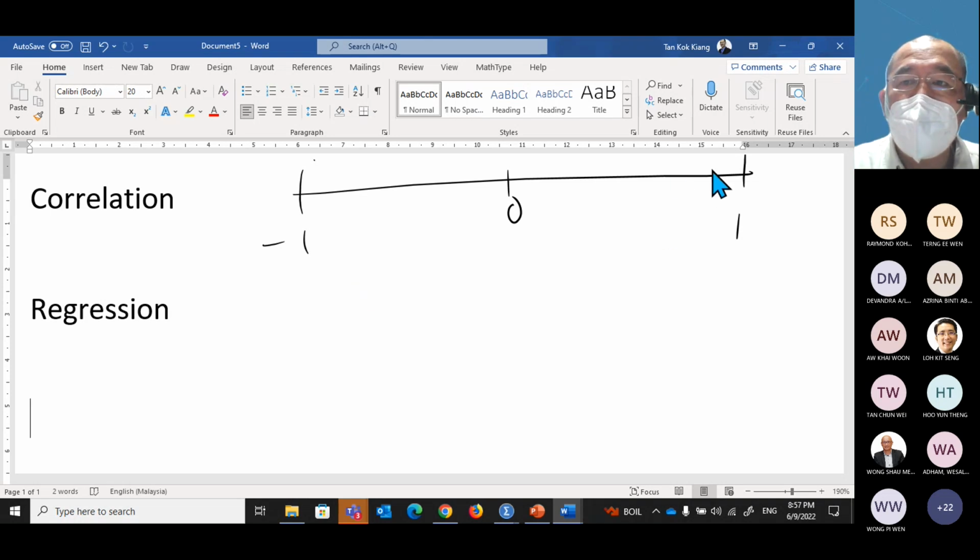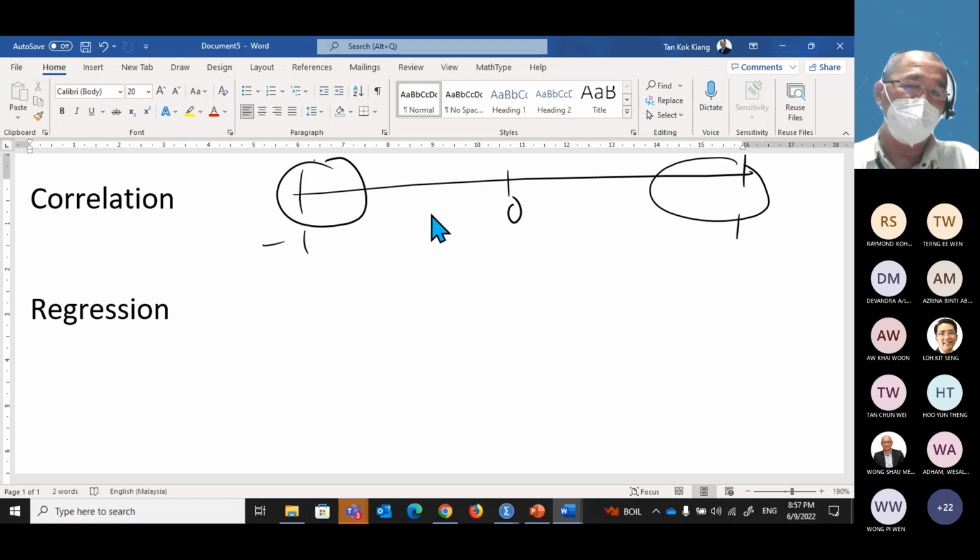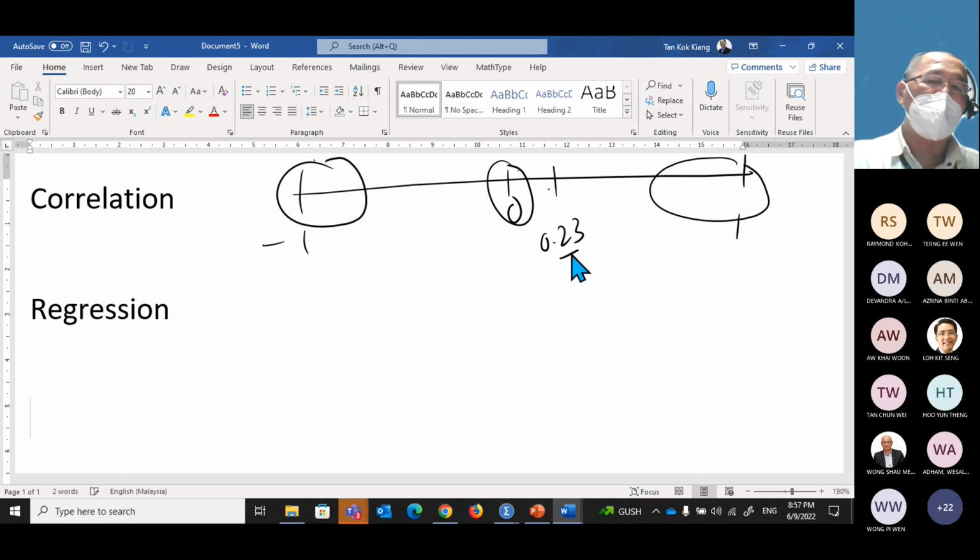Okay, let's say the value is high, it means a positive relationship. Here it will be negative. A positive, a negative, positive. In between is no relationship. Zero means no relationship. Let's say here 0.23, meaning that it is a weak positive relationship.